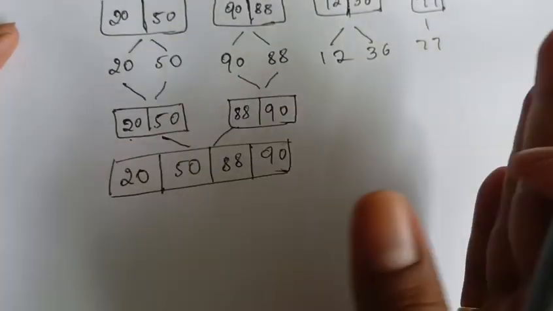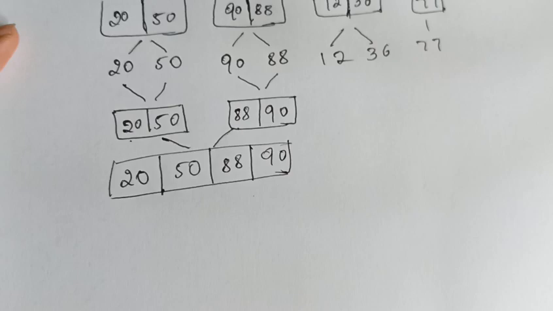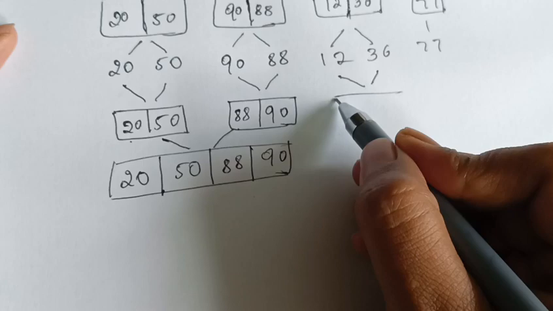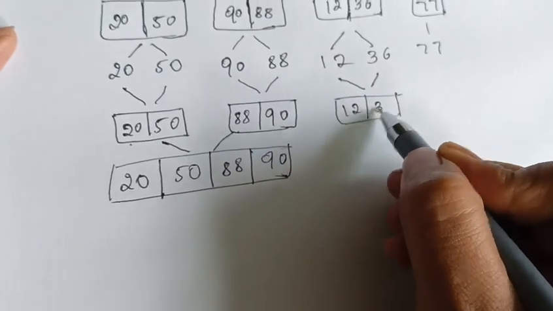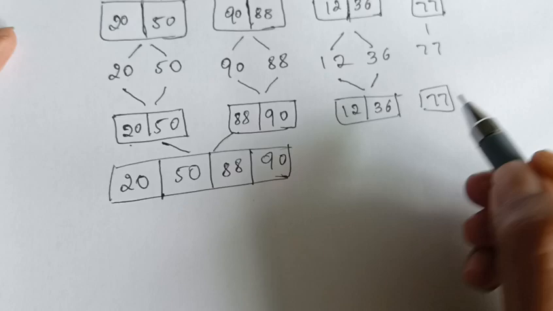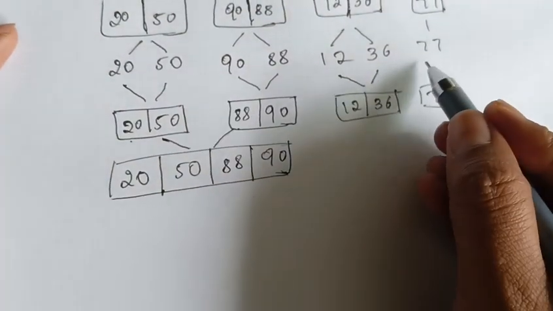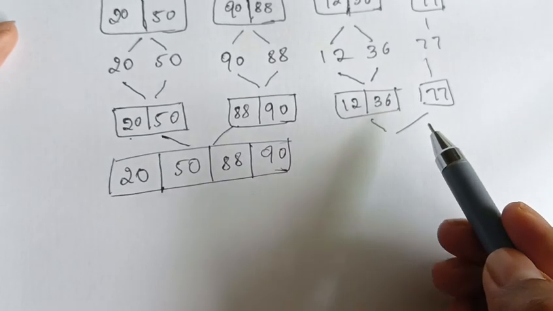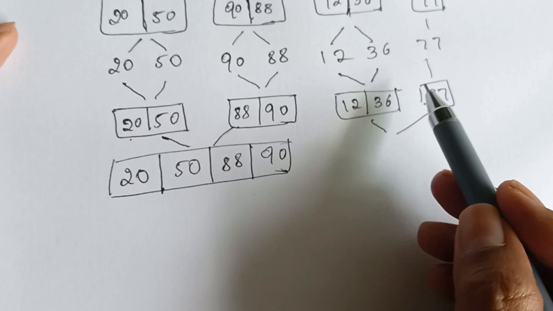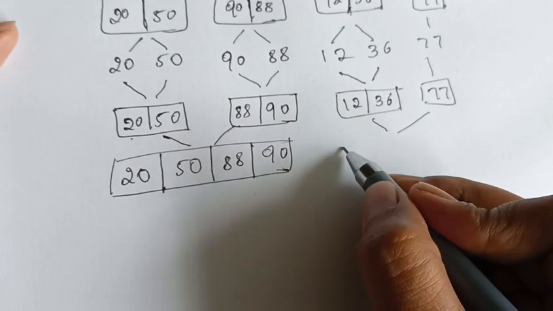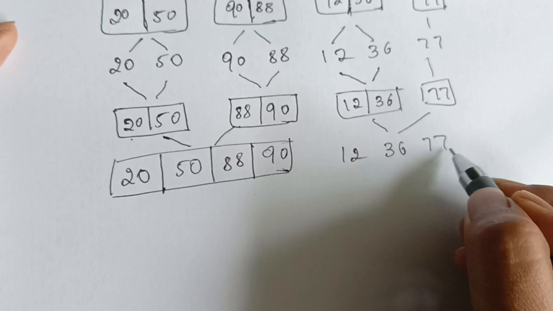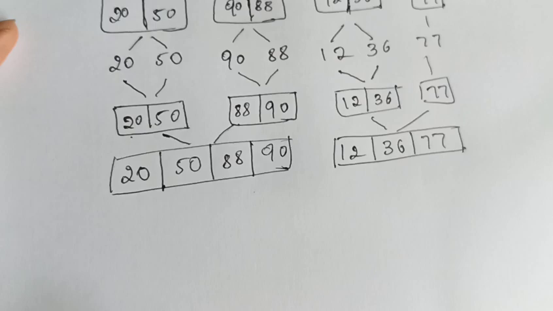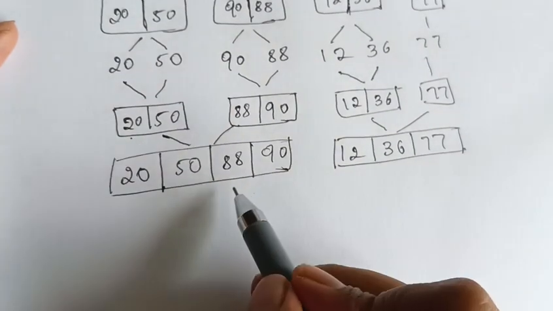I'll go to this part of the array, that is right part of the array. Compare 12 and 36. Is 12 less than 36? Yes. No need to swap. The 77, it is single digit itself. Then these two. Is 12 less than 77? Yes, condition is true. No need to swap. Is 36 less than 77? Yes, condition is true. No need to swap. I'll just write it. Now, right part and left part, I got these arrays. Now I have to combine these two.